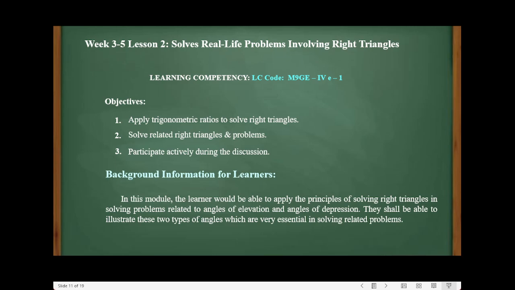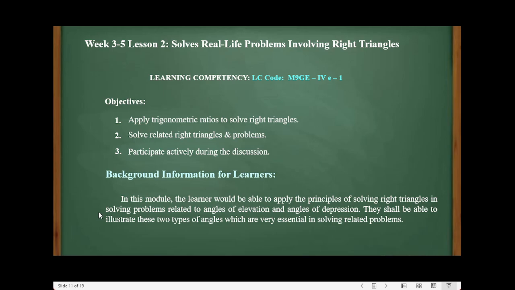Upon watching the video, you should be able to apply the trigonometric ratios in solving right triangles. Also, you should be able to solve related word problems. And of course, during the class discussion, you should participate actively.